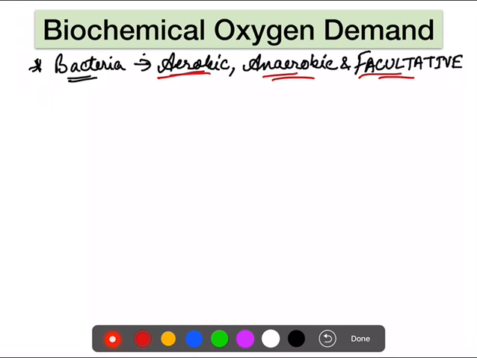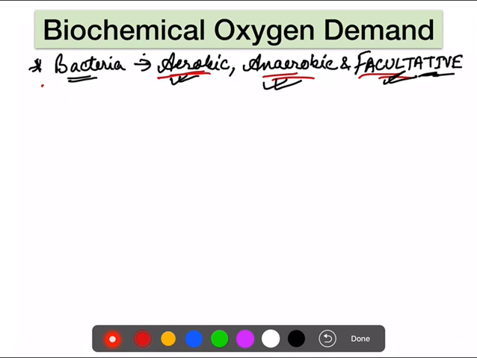Now what are aerobic bacteria? Aerobic bacteria are those bacteria which require oxygen, that means free oxygen. Anaerobic bacteria are those bacteria which can survive without oxygen. And facultative bacteria are those bacteria which can survive in both aerobic and anaerobic environmental conditions. So they can survive in both.